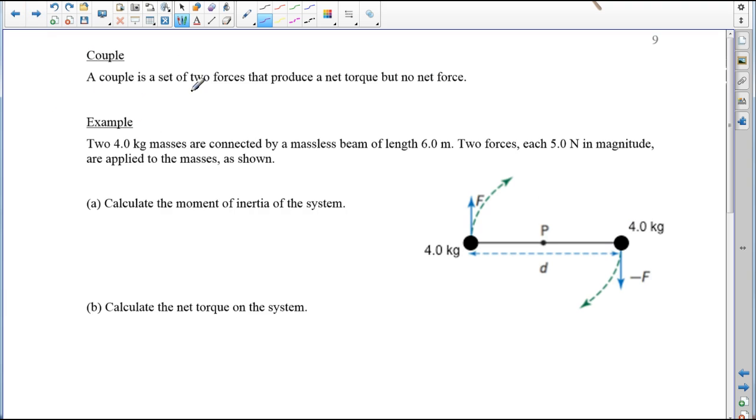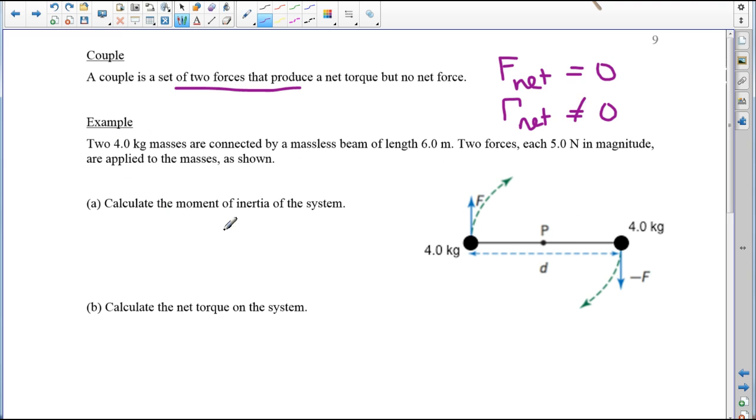A couple is a set of forces, two forces, that produce a net torque, but they don't produce a net force. So the net force is 0, but the net torque is not 0.